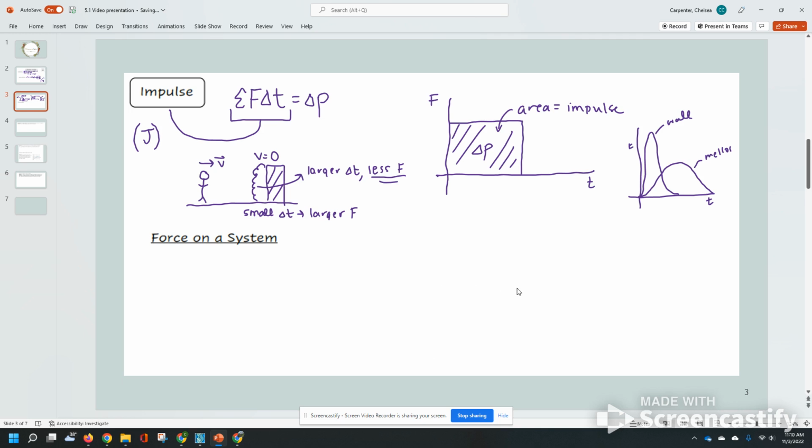All right. Force on a system. So let's say we have a system of multiple objects. The change in momentum for the whole system is going to be equal to the sum of any external forces times change in time. So it's just the same sort of impulse equation, but now specifically for a system of objects and an external force. So only external forces change momentum.